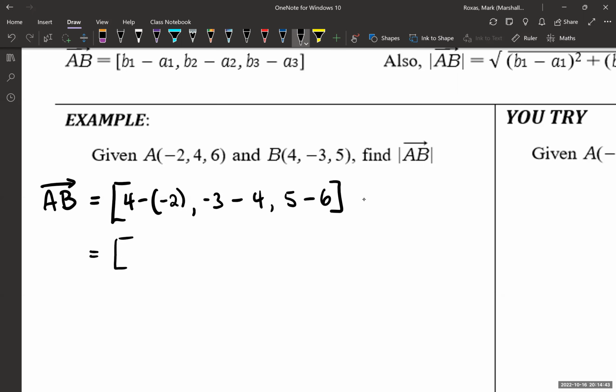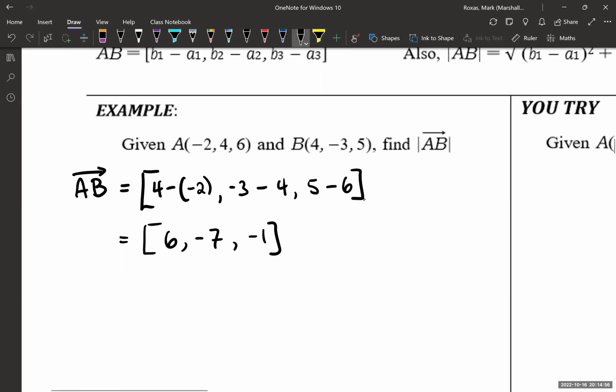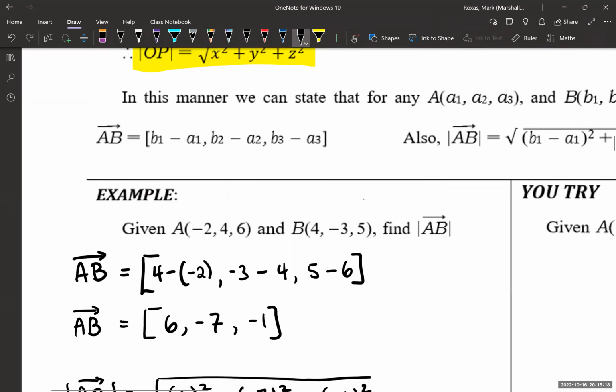And if I simplify, I get 4 minus -2, which is +6, -3 take away 4 is -7, and 5 minus 6 is -1. So there I have my vector A to B, or vector AB. The magnitude of AB will then be the square root of the components squared, 6 squared plus -7 squared plus -1 squared, right? Just like the formula up here, right?